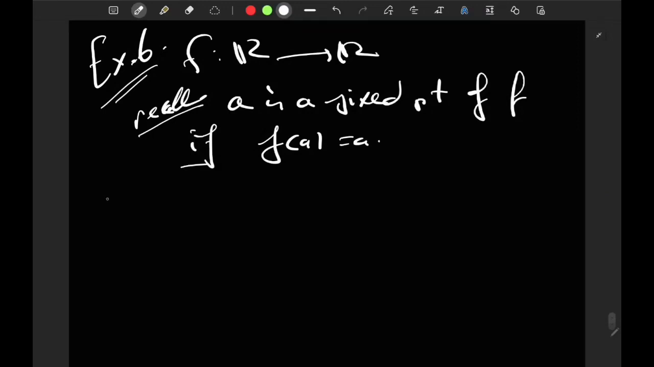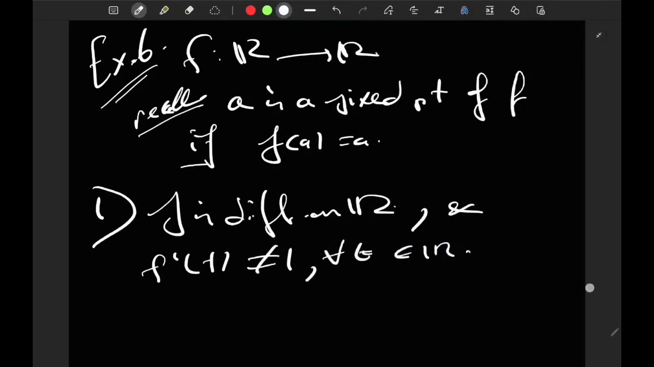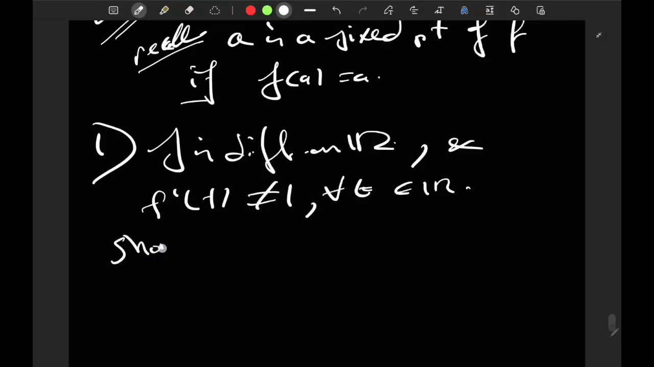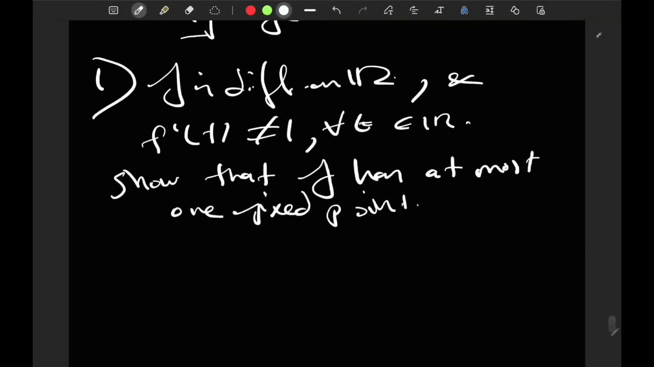Part 1 says suppose that f is differentiable on all of R, and f prime of t is never equal to 1, for all t in R. Show that f has at most one fixed point. So this means that f does not necessarily have a fixed point, but if it has a fixed point, then this fixed point is unique. There's no more than one fixed point.